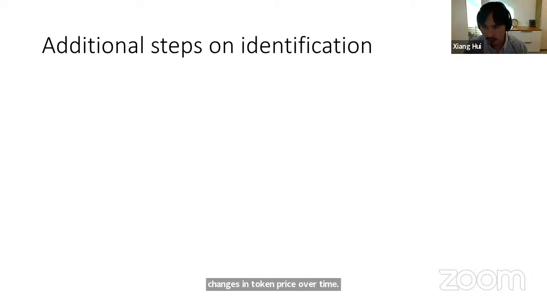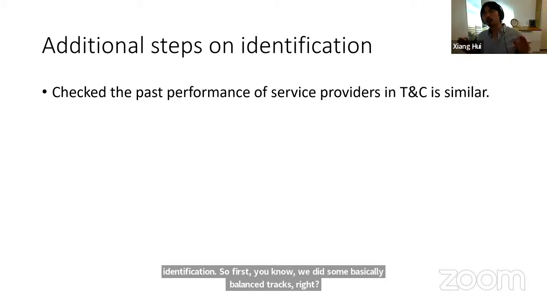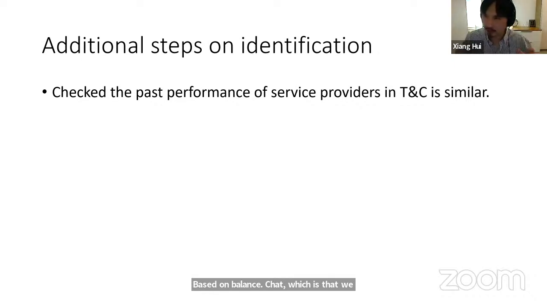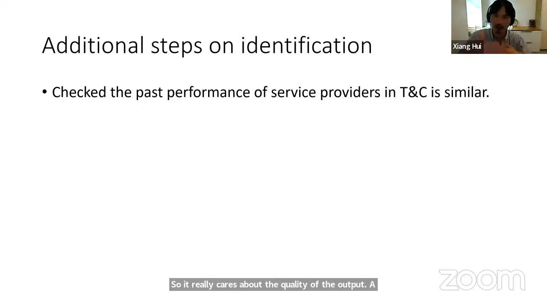So we did some additional steps in terms of identification. First, we did a baseline balance check, which is that we checked that the past performance of service providers that are assigned into the treatment and control systems for the same data feeds are similar. Okay, and this sort of makes sense because Chainlink was not trying to assign better providers to the treatment group, because if it fails, then Chainlink wants to be able to save itself, right? So it really cares about the quality of the output very similarly across treatment and control methods during this transition period. So it was not the case that treatment providers are better.